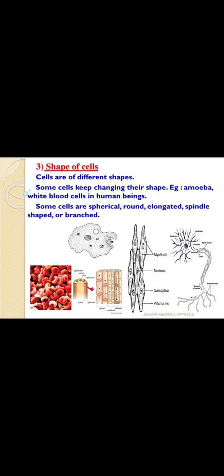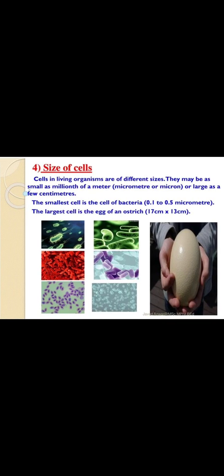Cells are of different shapes. Some cells keep changing their shape, as we have talked about amoeba; the white blood cell in human beings also changes its shape. Some cells are spherical, some are round, and some are elongated, spindle shaped, or branched. You can also see on the screen that the structures of the cells are different in different types of organisms. Now we'll discuss the size of a cell.